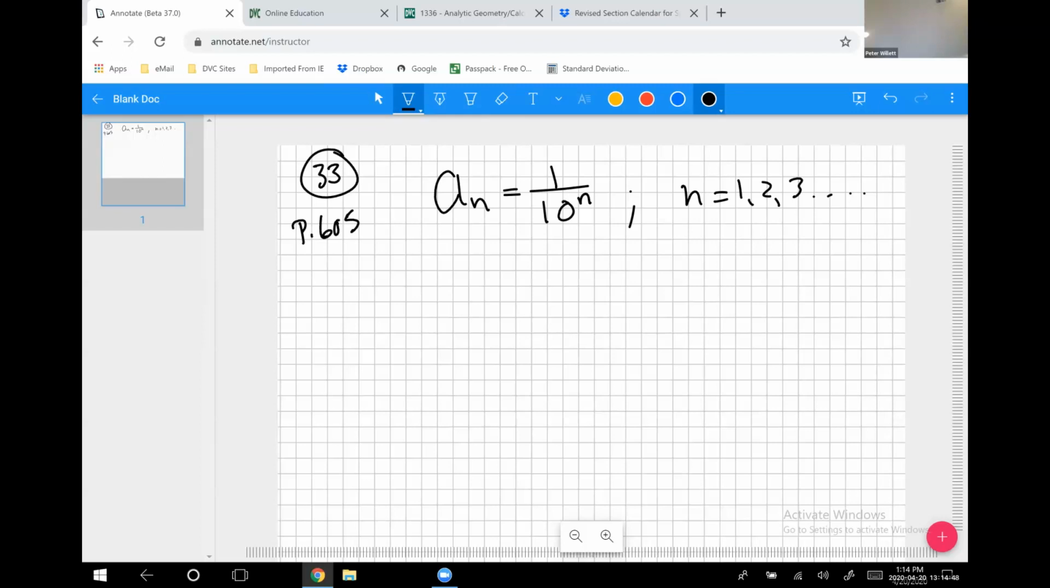So when n is 1, we have 1 over 10. When n is 2, we have 10 squared in the bottom. When n is 3, we have 10 cubed in the bottom. When n is 4, we have 1 over 10,000. And so there's the first 4 terms that they requested in the problem. And then it says, do we think this sequence converges? And to make a conjecture about its limit if it does, or explain if it diverges.